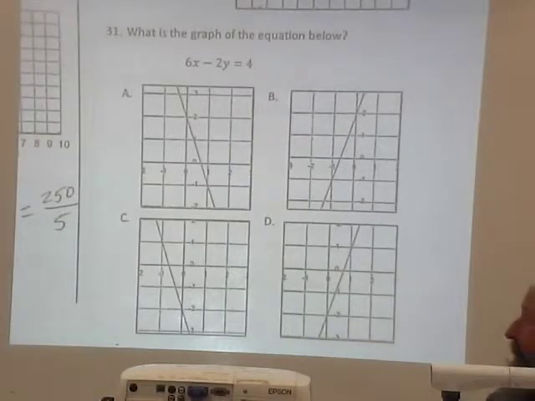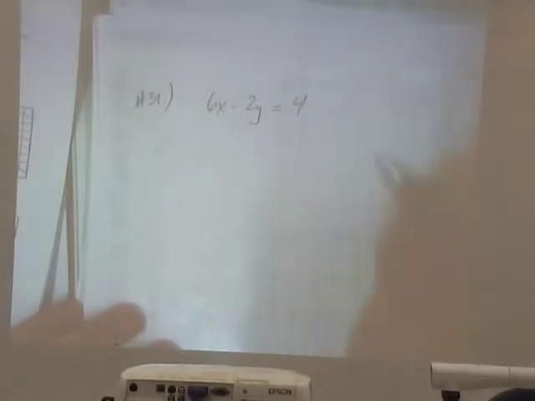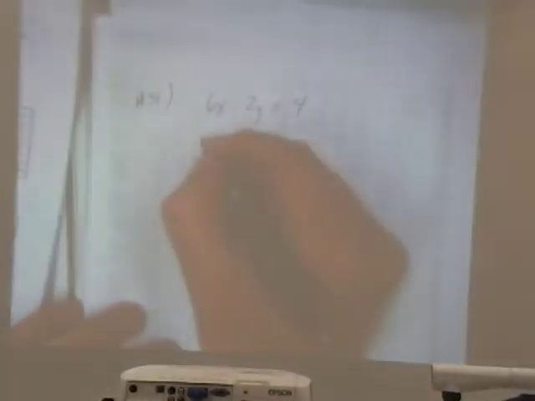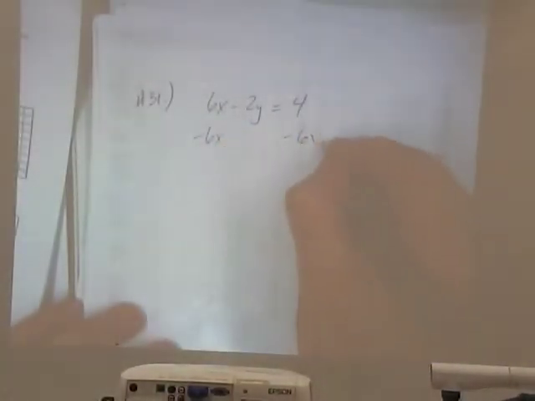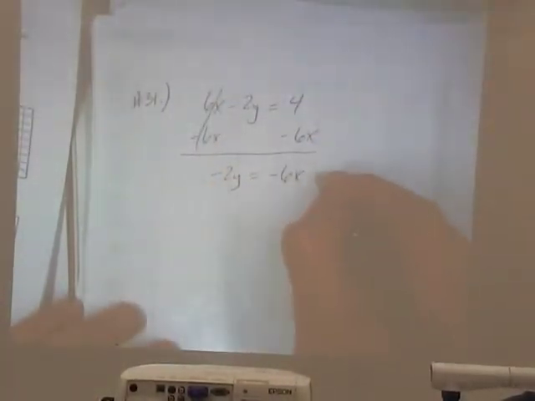Number 31. So what is the graph of the equation below? That's in standard form right now. It'd be easier to graph if it was in slope-intercept form, right? So let's convert this to slope-intercept form. We got 6x minus 2y equals 4. So basically I want to solve for y. So if I subtract 6x over, I have negative 2y is equal to negative 6x plus 4.